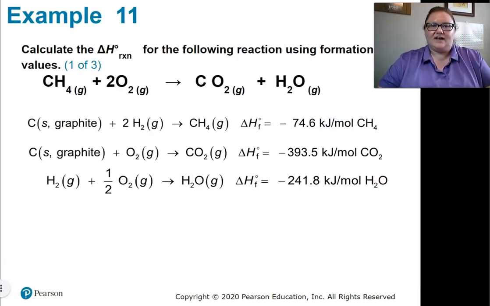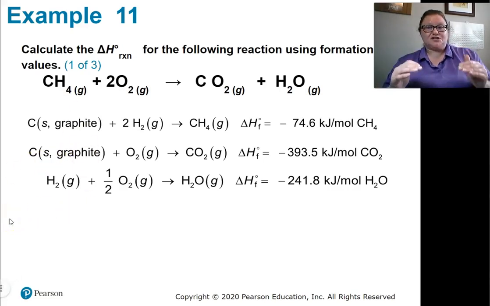So let's go ahead and look at an example so that we can really visualize this process. Okay, so it says, example number 11, calculate the delta H standard for the reaction for the following using these given values. And so we're given our overall reaction there, CH4, that's methane, plus oxygen. We have 2 moles of oxygen, and we're going to create 1 mole of carbon dioxide and 1 mole of water. Okay? We're given 3 partial reactions, 3 steps to get us to that final product.